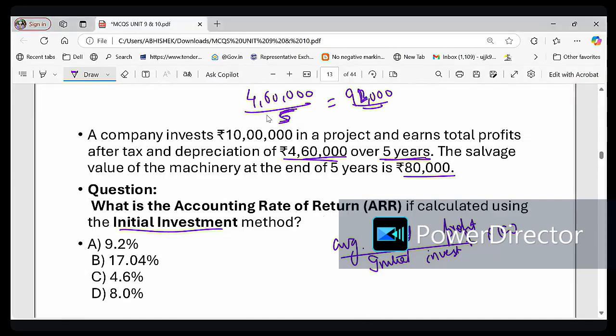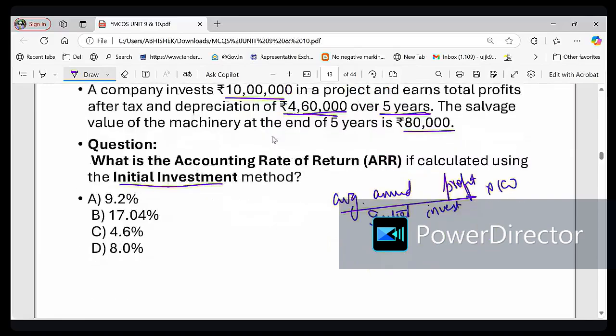So let's come back to this question. 4,60,000, which is our total profit, divided by 5 gives the average, which is 92,000. We are just taking the total profit and dividing it by the number of years to get the average profit per year. Now we have to calculate the ARR. Initial investment is given as 10 lakh. Just apply the formula. In the numerator, we write 92,000. In the denominator, we write 10 lakh and multiply by 100.